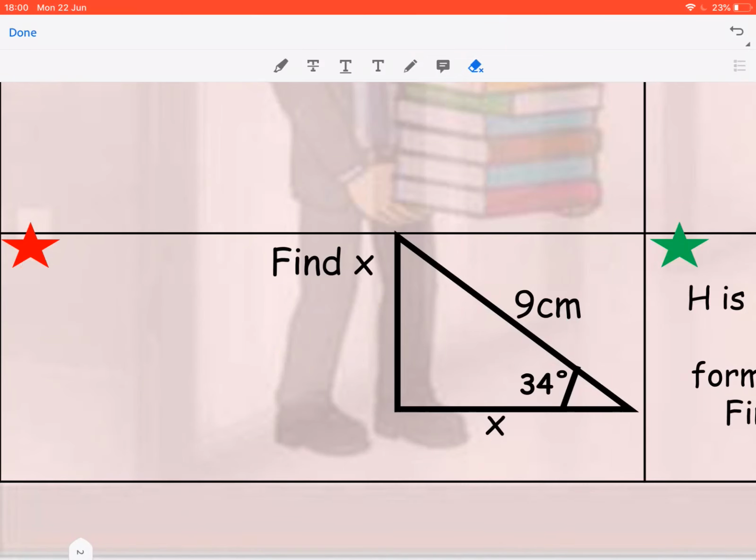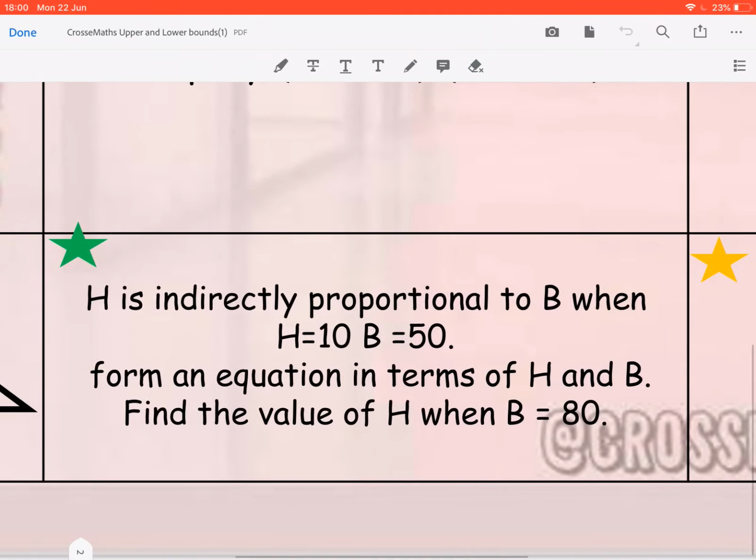Again, every single time I do a question, you may want to pause it just to write the answer down if you got it wrong. Okay, I'm going to do this one above it only because I'm lacking space. H is indirectly proportional to B when H equals 10 and B equals 50.